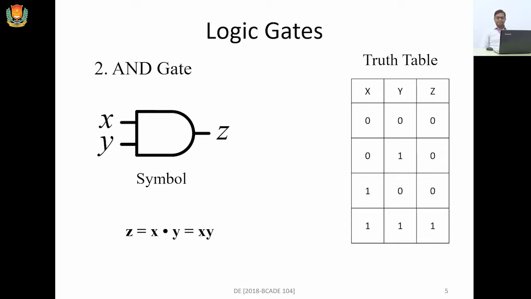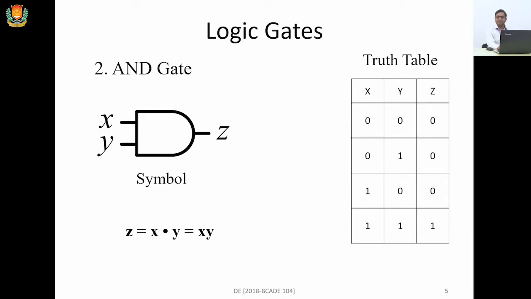The symbol is like a D shape. It has only two inputs this time. Next time we can use more than two inputs. The Boolean expression for the logic AND gate is Z equals X comma Y, if we are considering X and Y as the two inputs and Z as output.